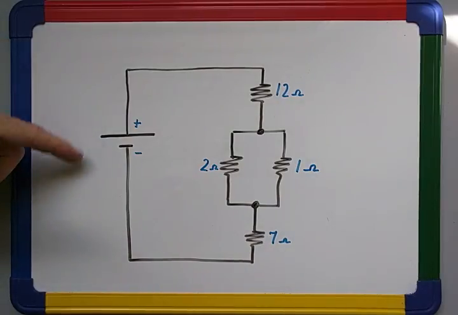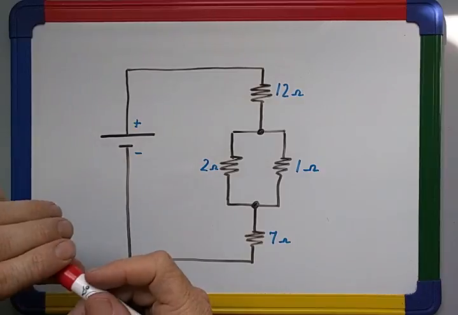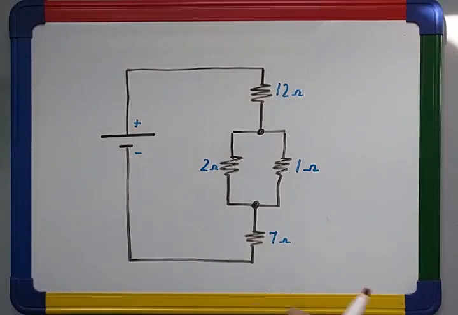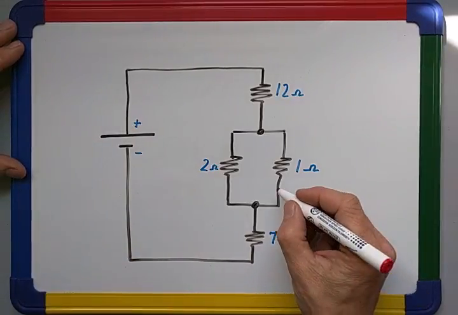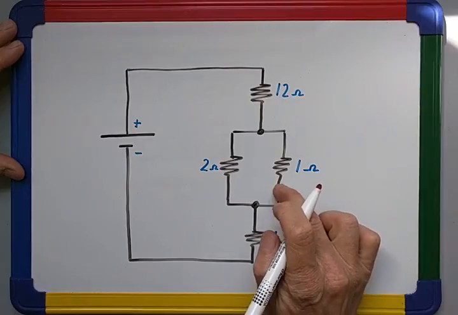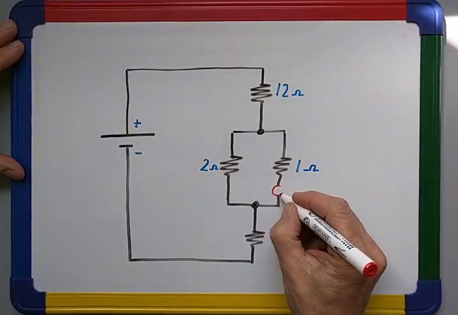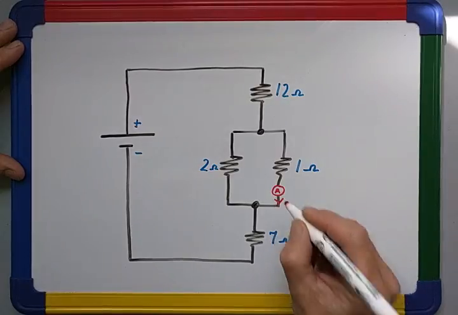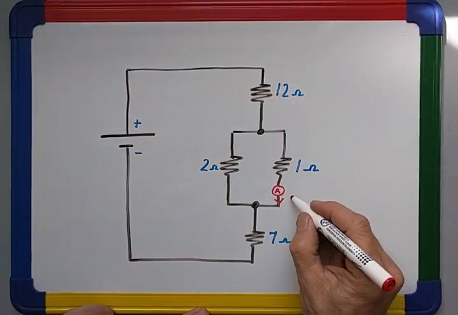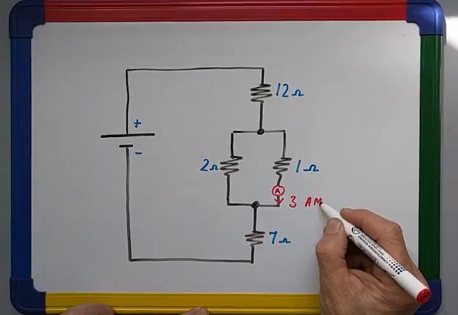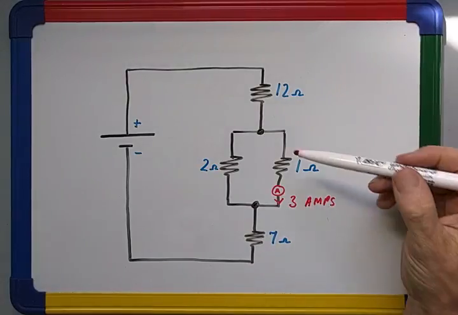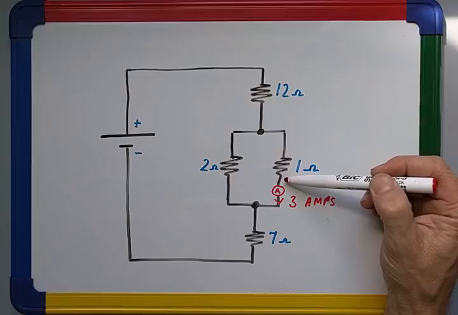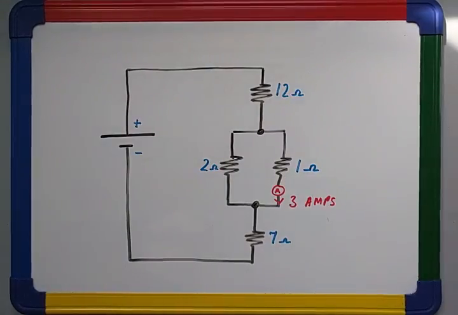Now if we knew the voltage of this battery, we could do some quite complicated calculations to work out how much flow there is in the circuit, but we don't know the value of the battery. What we do know, because we've put a little flow meter in here, is that the flow rate here is 3 amps. So there's a flow rate down through this single resistor of 3 amps.